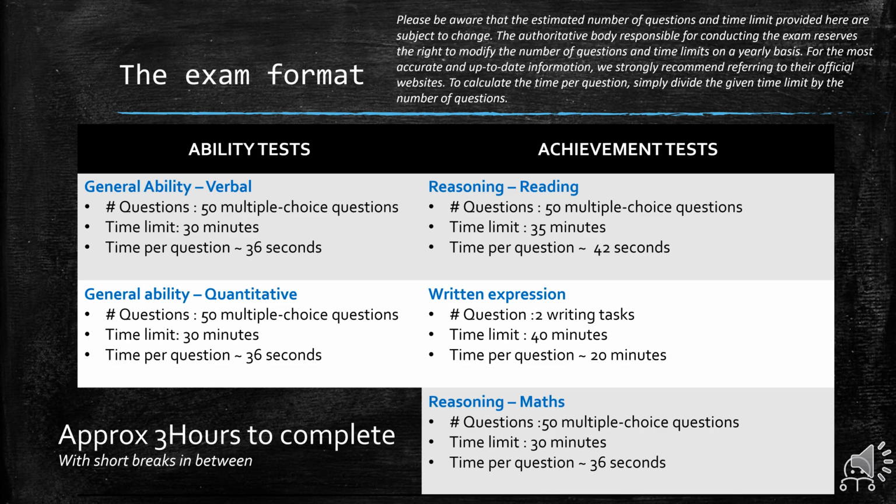The exam takes approximately 3 hours to complete and comprises a series of tests, including multiple choice and written tasks. So reasoning and reading, 35 minutes. Reasoning mathematics, 30 minutes. There will be short breaks in between. General ability verbal, 30 minutes. General ability quantitative, 30 minutes. And writing, 40 minutes. Prior to commencing each test, the administrator will go through practice examples with the candidates to ensure they have an understanding of what to expect.